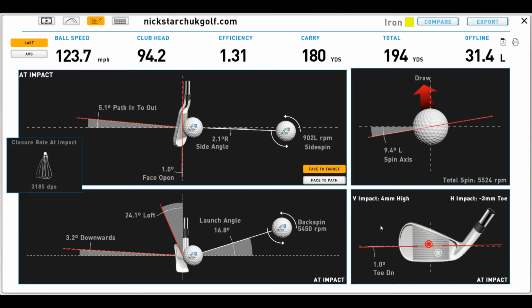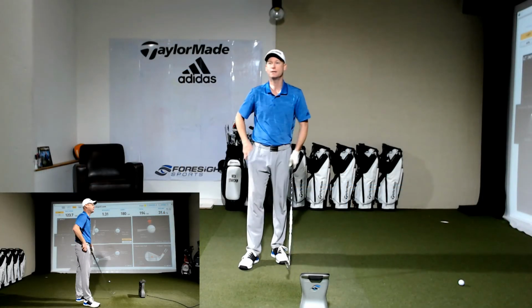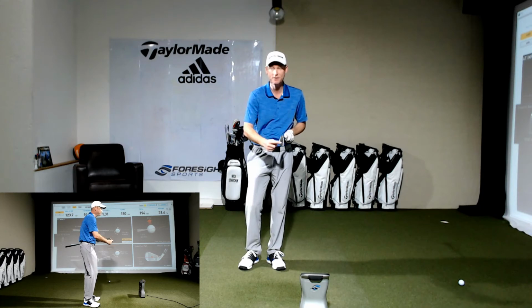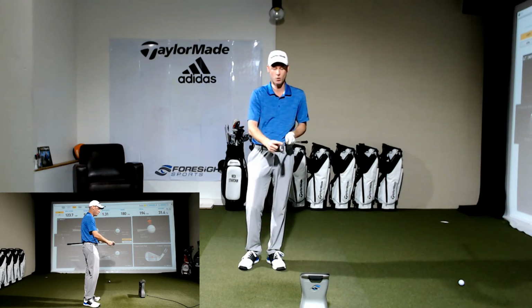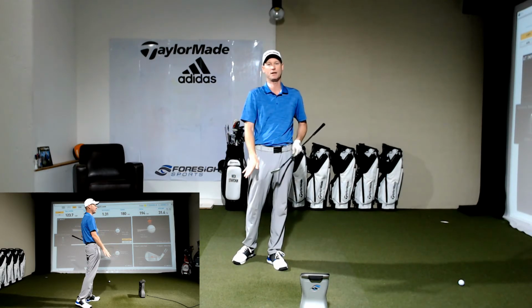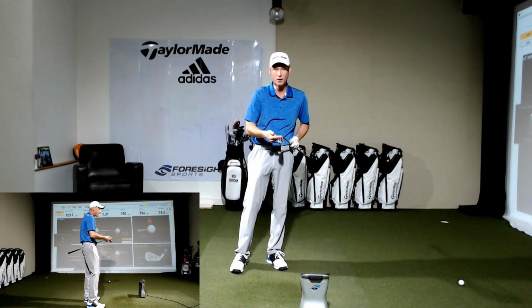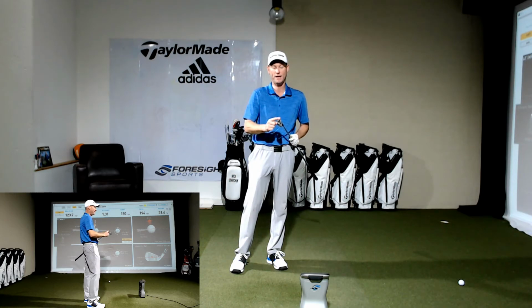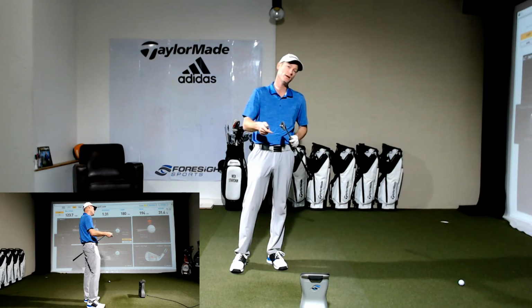Fitters use what's called a lie board, and what the lie board is, is a plastic board on the ground where the fitter takes a strip of tape at the bottom or the sole of the club and puts the lie board on the ground, and you strike the ball and the club's going to hit the lie board. The lie board's going to make a little mark on the bottom of the tape to say, hey, if it's toward the heel, you need to bend the toe up, and if it's toward the toe, you need to bend the toe down.